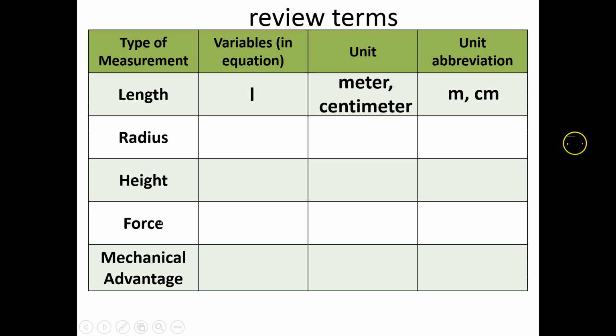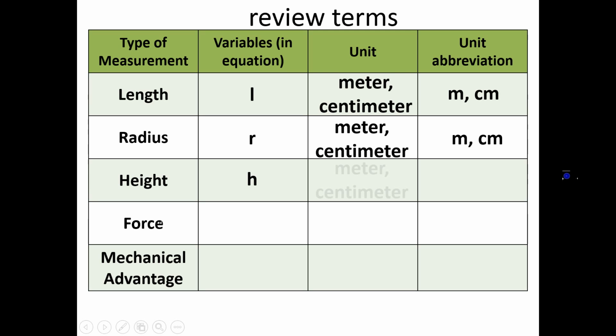Another type of measurement that you might see in these equations is the radius. Radius is abbreviated, or is a variable, as lowercase r. This is also a unit of length. When you measure the radius of a circle from the center point to the outside edge, then you measure that either in centimeters or meters. Height is another variable that you might see. That variable is lowercase h. And again, this would also be in meters or centimeters.